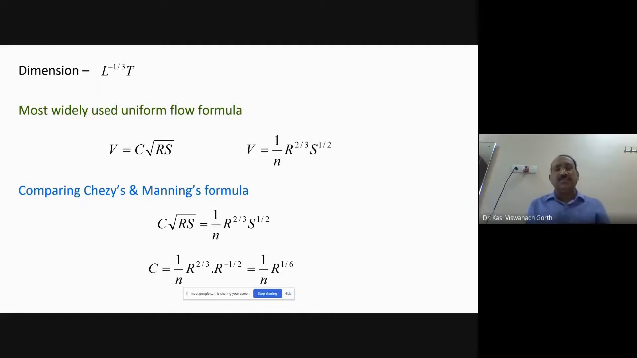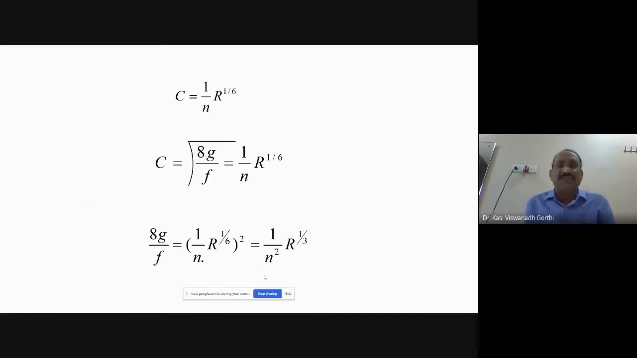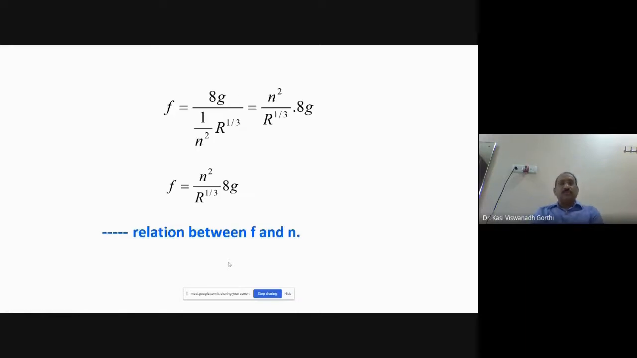Similarly, in the earlier case we have seen how Chezy's coefficient and the friction factor f are related: C is equal to square root of 8g by f. So C is equal to 1 by n R to the power 1/6, or C is equal to square root of 8g by f, which is equal to 1 by n R to the power 1 by 6. And so you have the established relation between the friction factor and Manning's coefficient n also. So f is equal to n square by R to the power 1 by 3 into 8g. This is the relation between Manning's coefficient and the friction factor.